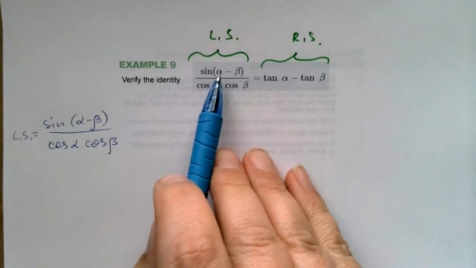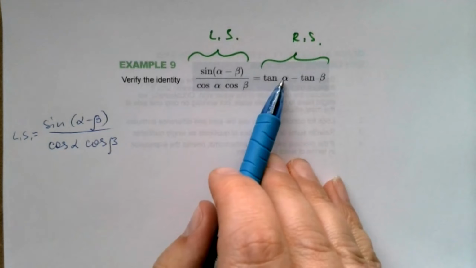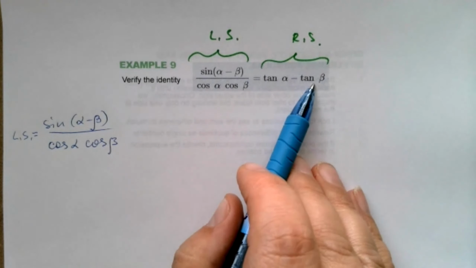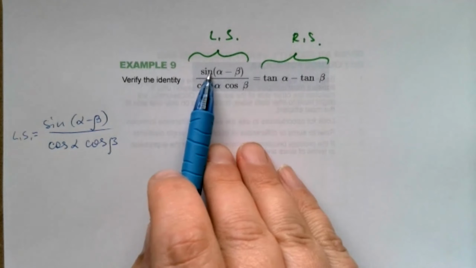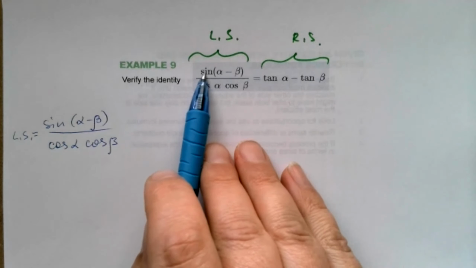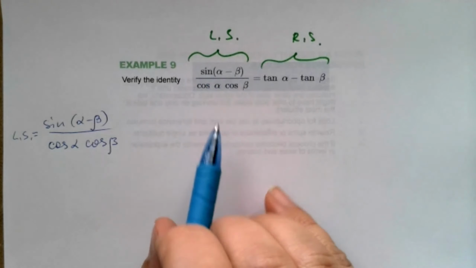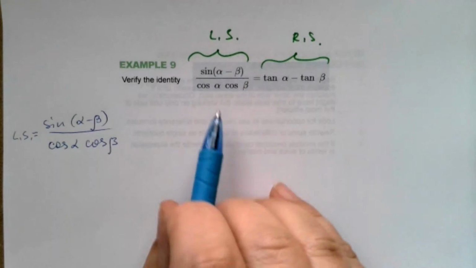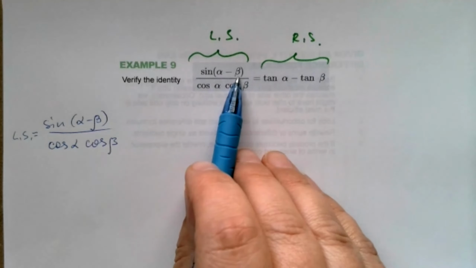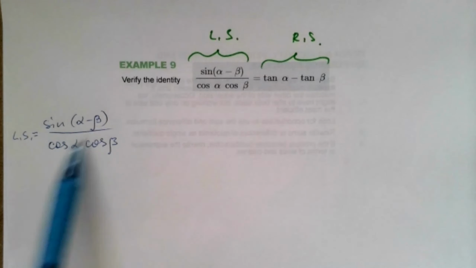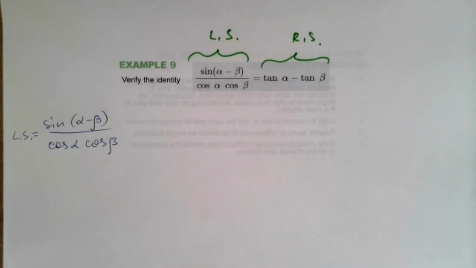I don't have alpha plus beta or alpha minus beta on the right side. It's just alpha and just beta by themselves. So that gives me a hint that I need to basically write the sine of the difference in terms of just alpha and just beta. So I'm going to apply the formulas that we just learned to expand the sine of alpha minus beta.